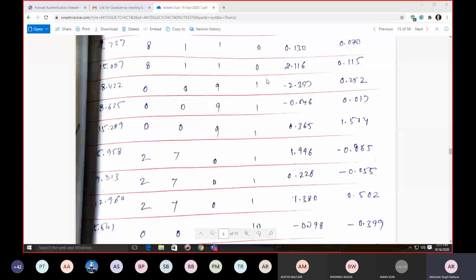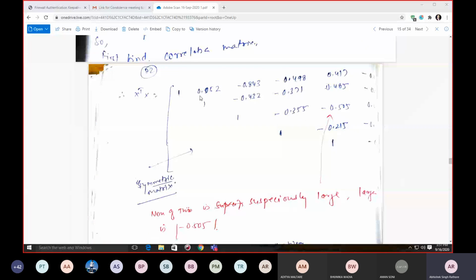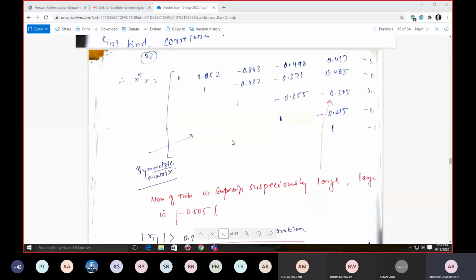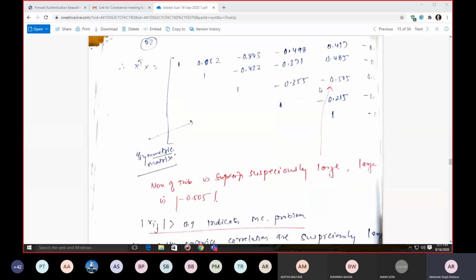So let's check its correlation matrix. This is X transpose X available here. When we get a negative value, it means they are negatively correlated. It means if x1 is increasing, then x2 is decreasing. I am considering this as a symmetric matrix, so the upper triangular matrix will have the same values as the lower triangular matrix. Now check this value. If you are getting minus 0.505, it means we have some suspicious values available here.